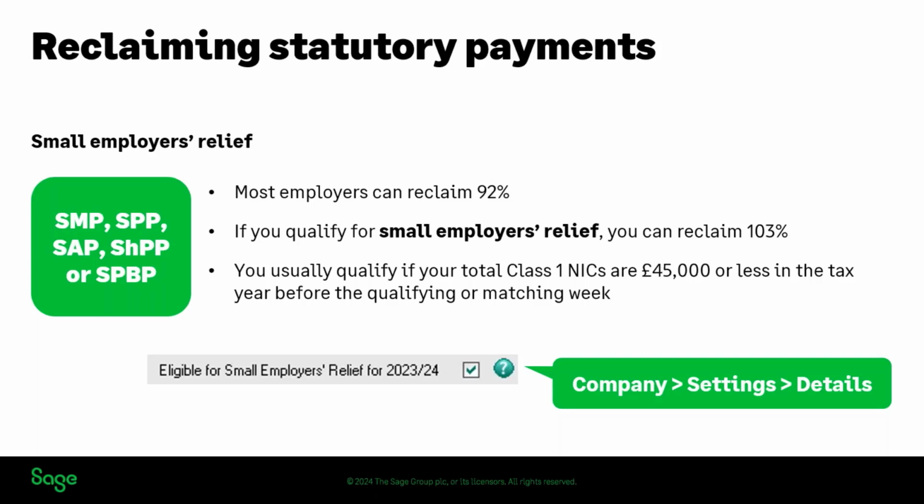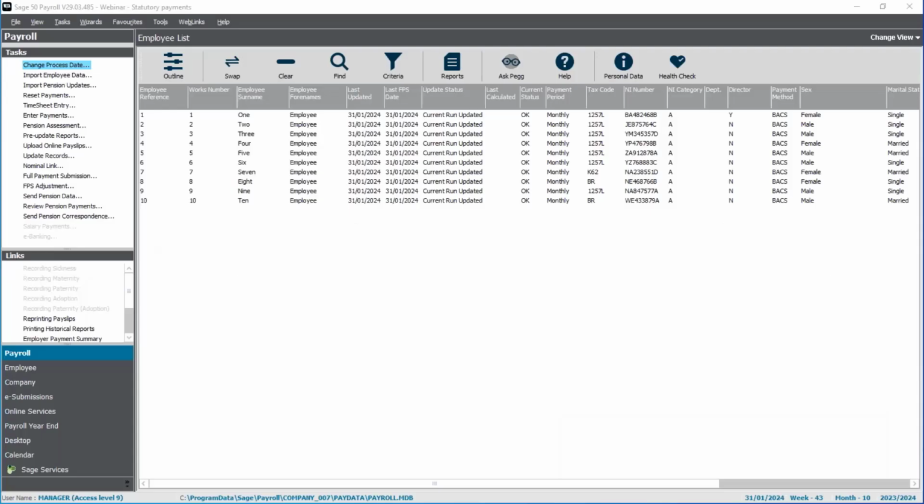To qualify for small employers relief, you'd need to have total Class 1 national insurance contributions of £45,000 or less in the tax year before the qualifying or matching week. And there's a setting in your software to enable you to claim the small employers percentage, that 103%. So I'm going to show you how to check your total Class 1 national insurance and where to find that setting that you'll need to set up before you process the statutory payment if you want to reclaim the correct percentage. So I'm just going to bring my slides down and you'll see that I'm logged into my payroll.